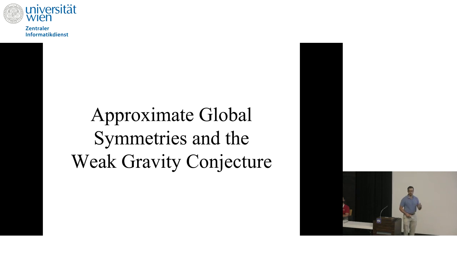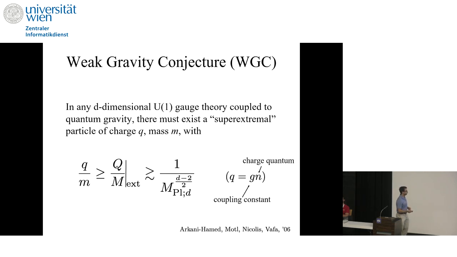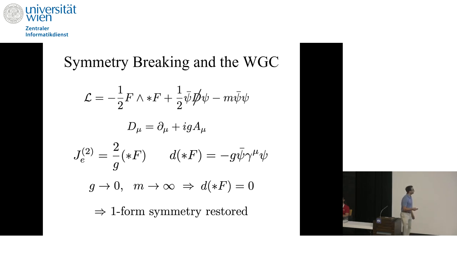For our next connection between generalized global symmetries and quantum gravity, I need to introduce something called the weak gravity conjecture. This conjecture, due to these authors here, holds that in U1 gauge theory coupled to gravity, there should exist at least one super-extremal particle. That is, a particle whose charge to mass ratio is greater than or equal to that of an extremal black hole, which in Planck units is just order 1. The weak gravity conjecture is also closely related to this phenomenon of symmetry breaking.